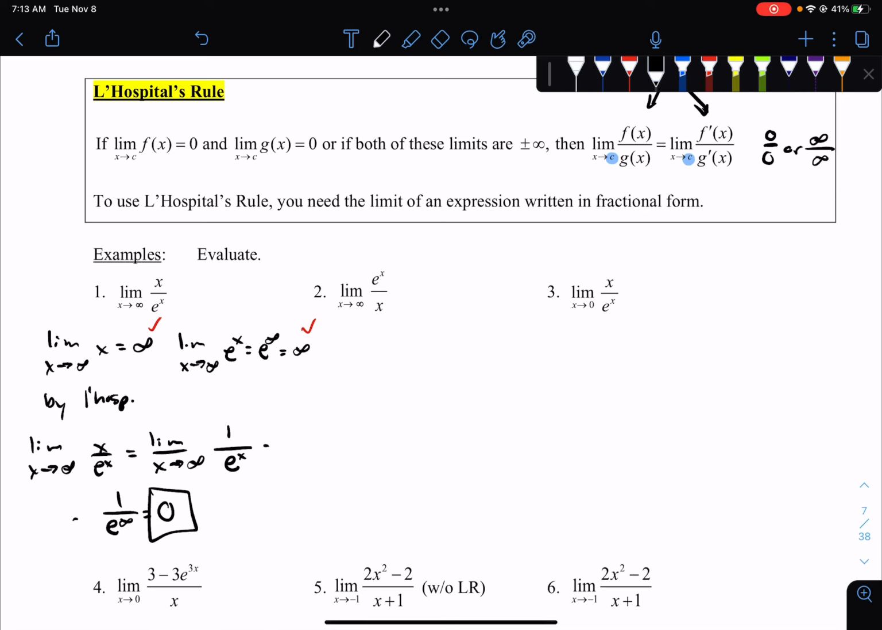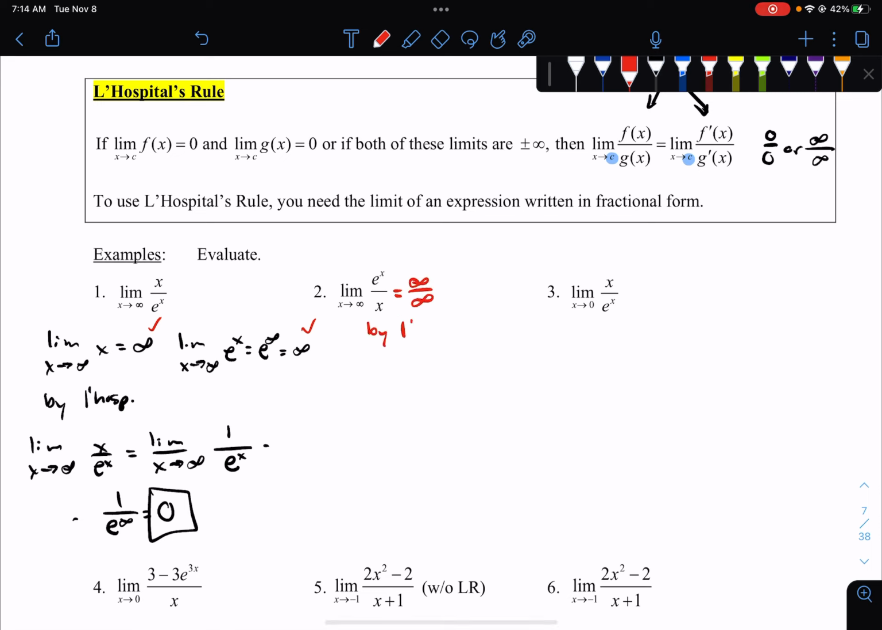All right, let's look at number 2. The limit as x goes to infinity, same numbers, right? If I plug infinity into the top, it's going to go to infinity. If I plug infinity into the bottom, it's going to go to infinity. Here's what a lot of people do and lose points. They say, oh, the limit as x goes to infinity of this is infinity over infinity.